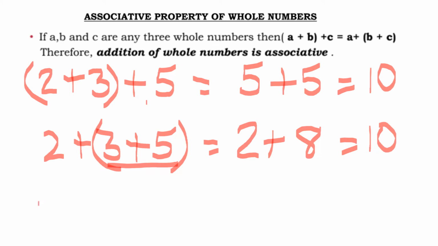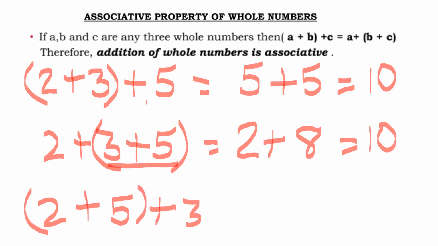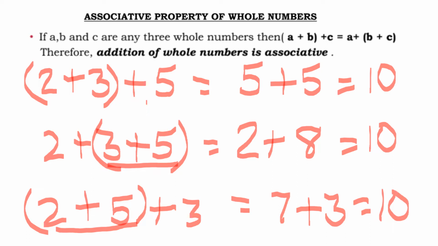Now the third one says, I will associate 2 and 5 first and then I will add 3. So here you are adding 2 and 5, which gives you 7, and 7 plus 3 is also equal to 10. Now you can see clearly how you are associating any two numbers and adding the third number to it, and there is no change in the result. The sum is the same. Thus, addition of whole numbers is associative, or the associative property holds good for addition.